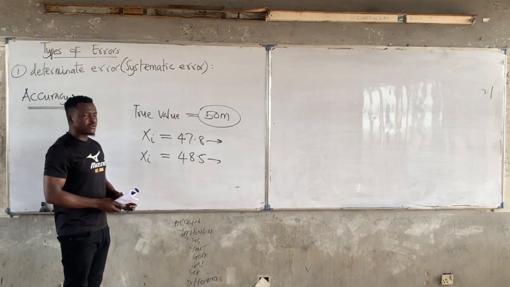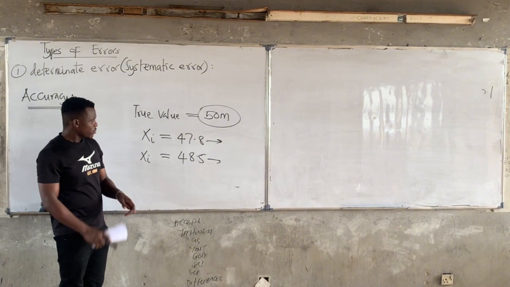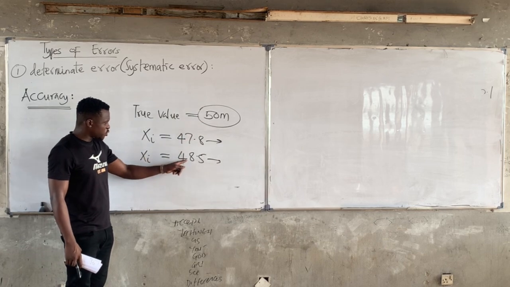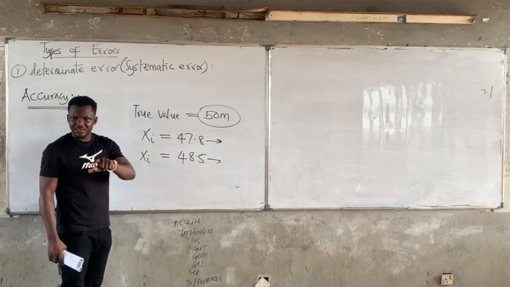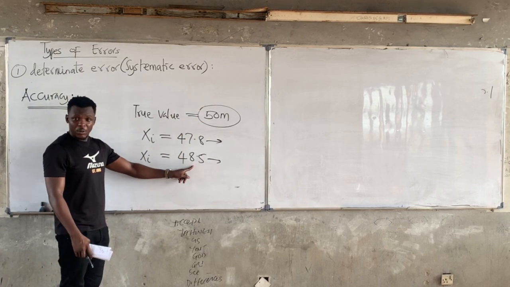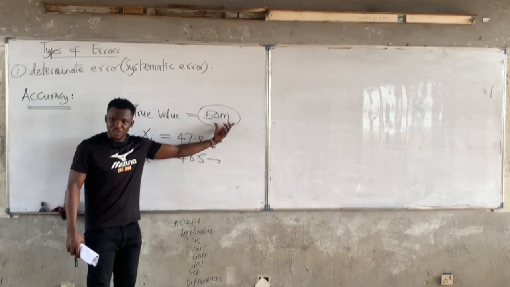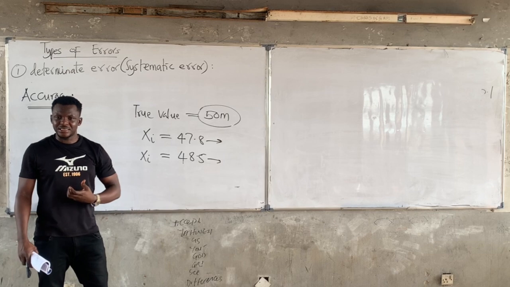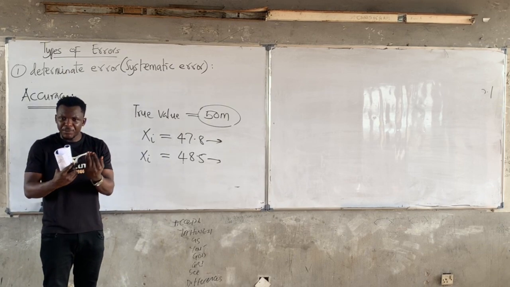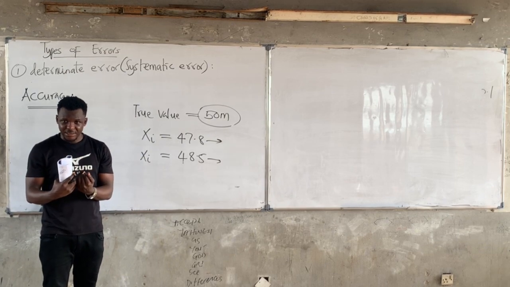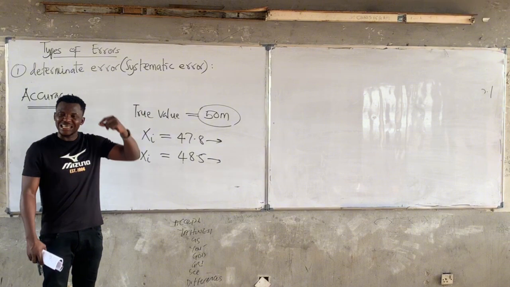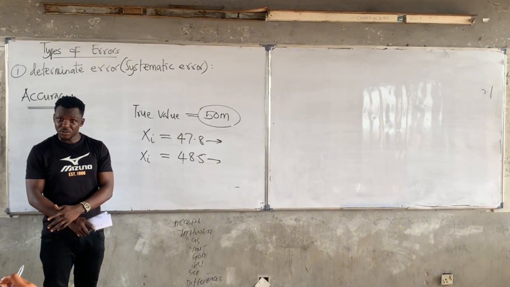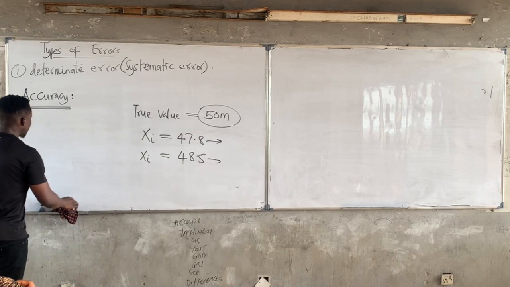So if I want to measure the error, if I compare these measured values to the true value, which of them is more accurate, class? The second one, right? Because it is close to the true value. So any error that characterizes the closeness of a measurement to the true value is a determinate error, because it affects the accuracy of the measurement. It affects the what? Accuracy. Now, what is accuracy?